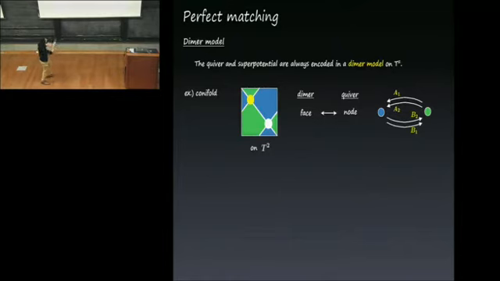First of all, there are 2 connected regions in the dimer model. All these blue regions form one connected component, and these green regions are also one connected component. So we have 2 connected components, and we call them faces of the dimer model. These dimer faces correspond to these quiver nodes.